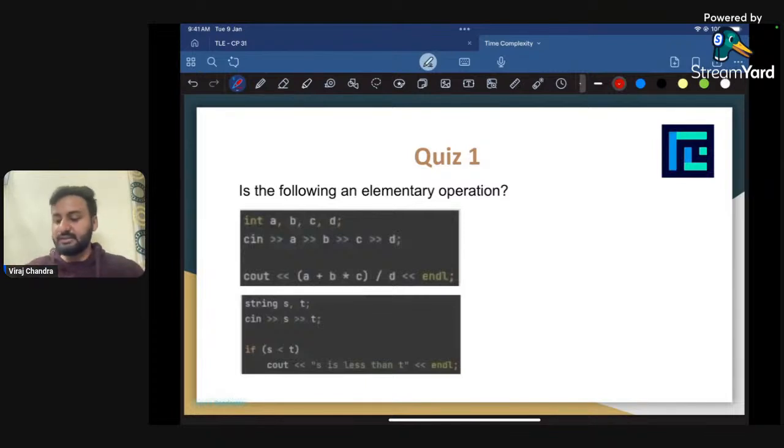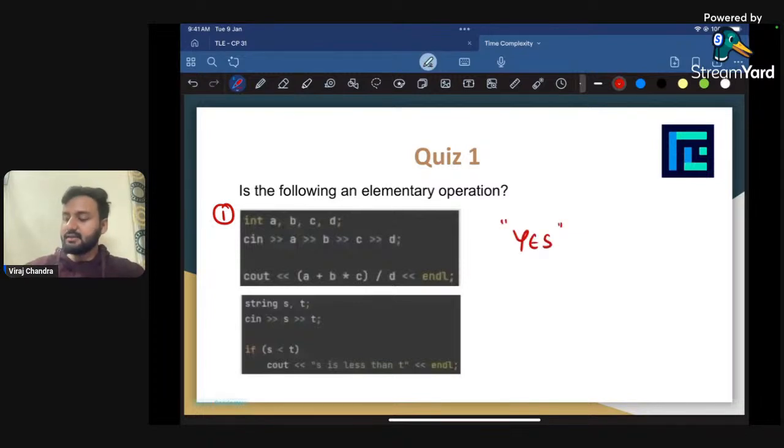So let's talk about the first quiz. This is the first example, a simple yes or no question. We are taking input of four integers, a, b, c, d. And when you have done that, you are trying to print a plus b into c by d. So do you think everything that we are doing right now is an elementary operation? Yes or no, guys? Yes, great. Cool.